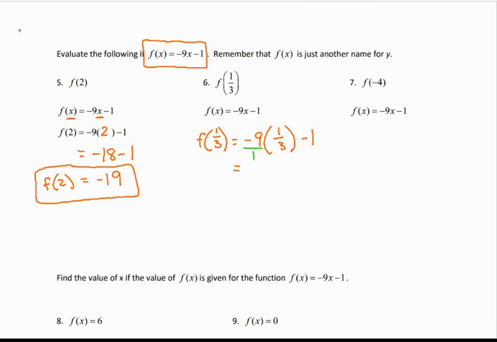I should make this negative 9 be negative 9/1 to make it easier for us. And then we multiply across. So I'll get negative 9/3. Don't put the negative twice. A negative times a positive will give me a negative answer. Reduce that. What is negative 9/3? It's negative 3. And then subtract. Negative 3 minus 1 is negative 4. So f of 1/3 is negative 4.